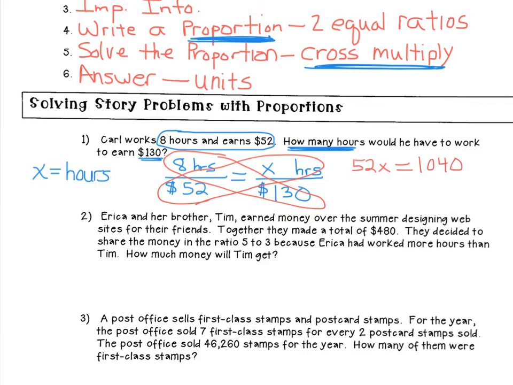And now just keep solving. Since 52 is next to x, that means times, and the opposite of multiplication is division. So divide both sides by 52. And you get x equals 20. And then you look back, what did x stand for? X stood for hours. So Carl must need to work 20 hours.